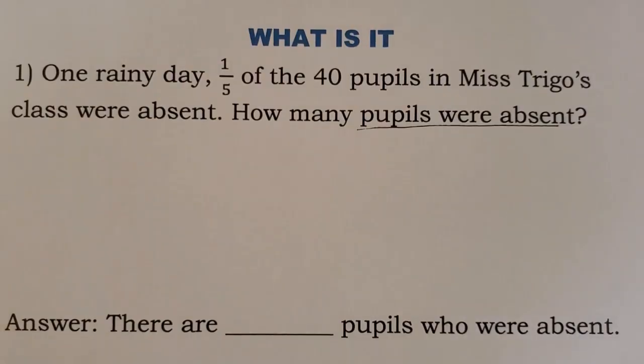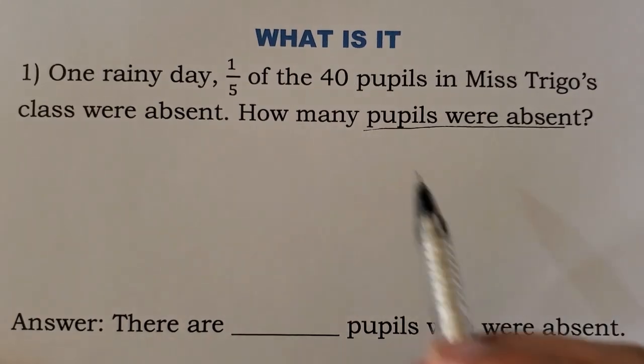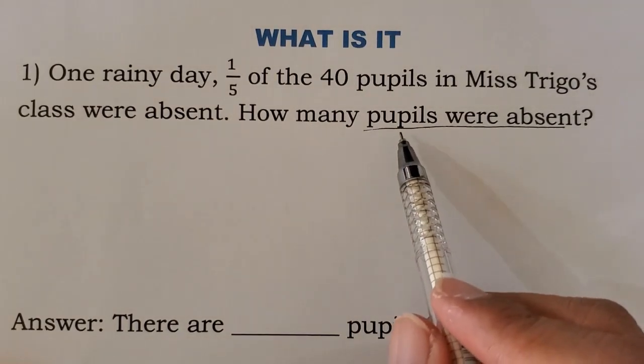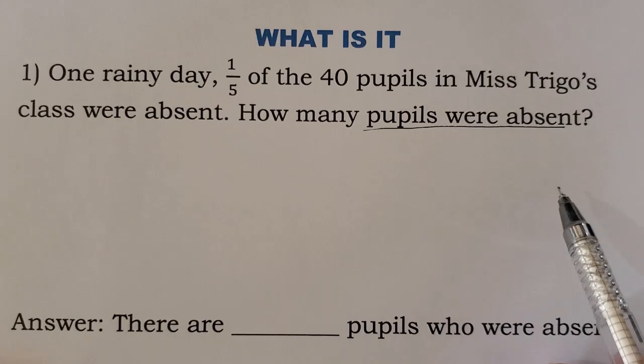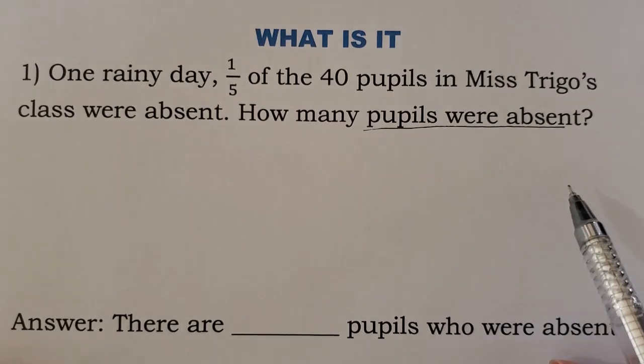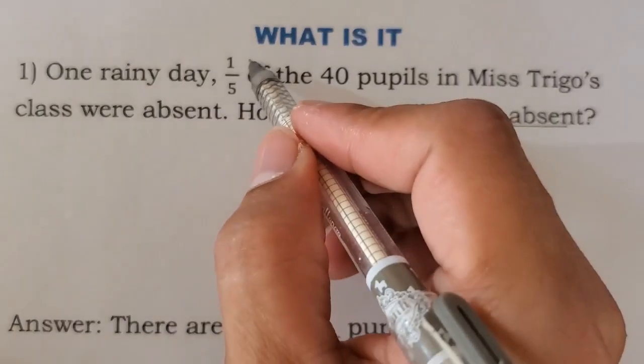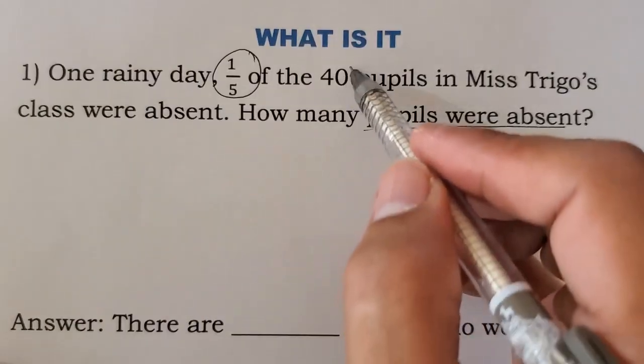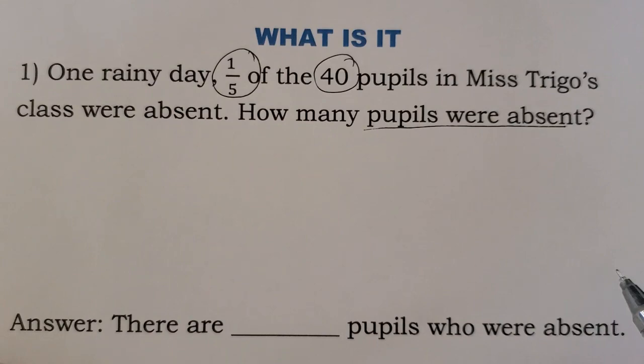Let us now try to solve this problem. Of course, let us always be reminded that if we are solving problems, let us follow the steps suggested by Polya. So the first thing that we have to know is what is asked in this problem. And in this problem, you are asked of the number of pupils who were absent that day. So, the given here are the following. 1/5 of the 40 pupils were absent.